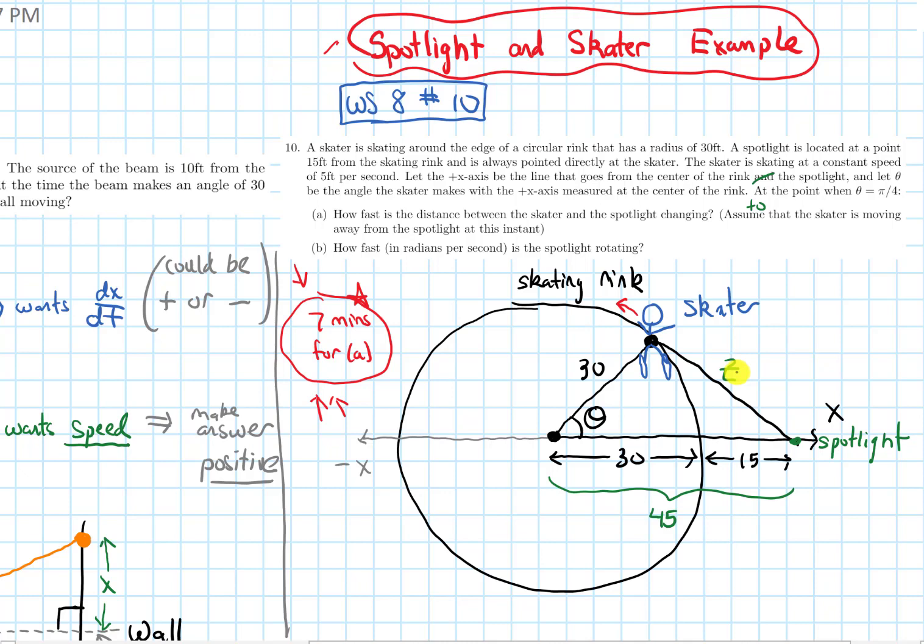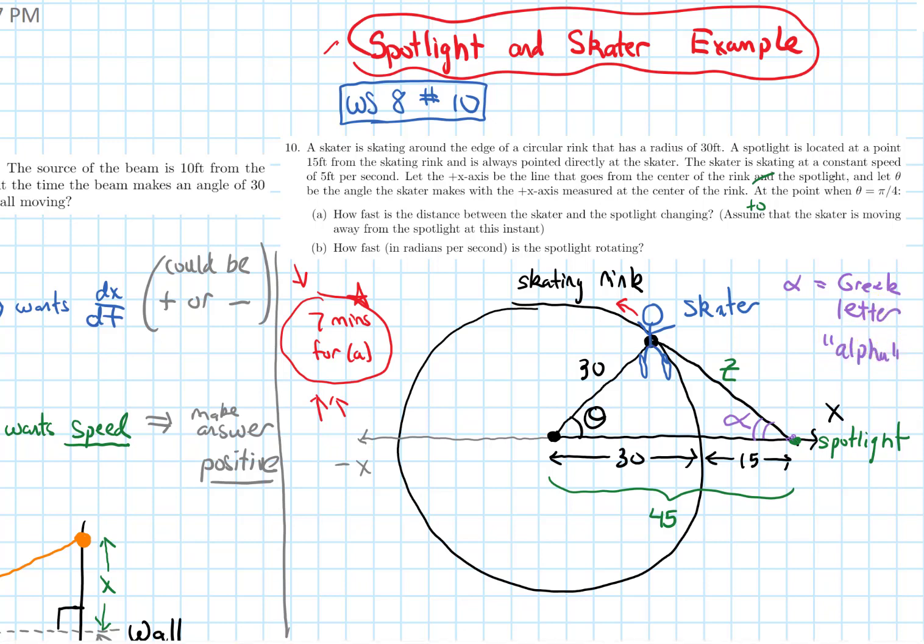All right, so let me talk about part B a little bit. B is saying how fast is the spotlight rotating. So the spotlight is going to be pointing at the skater. As the skater moves, this angle over here where the spotlight is is going to be changing. So I'm going to put 2 slashes here. It's not necessarily the same angle as theta, and I'm going to call that alpha. Alpha is a Greek letter. This is the Greek letter alpha.